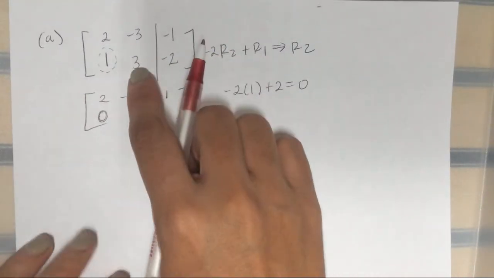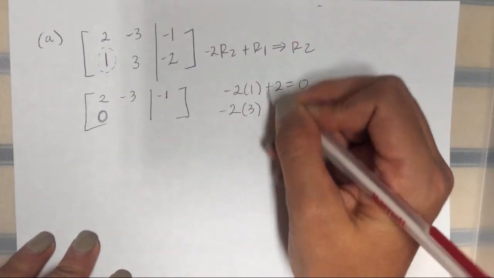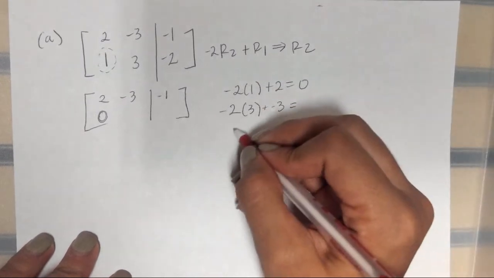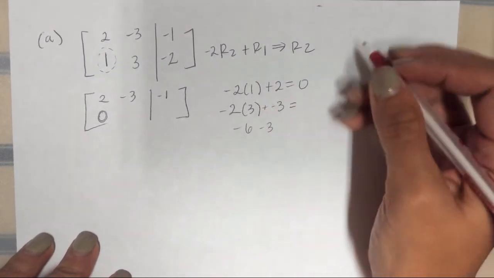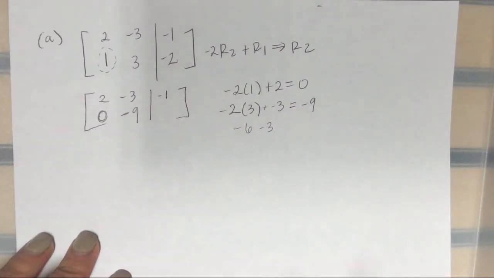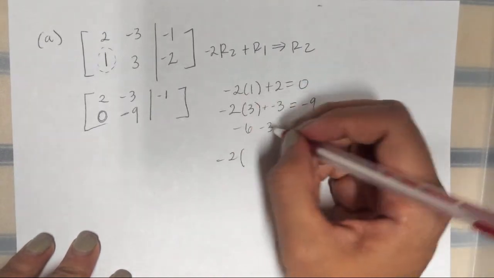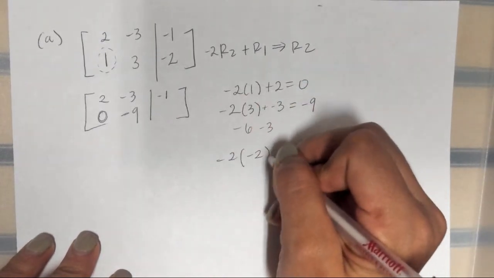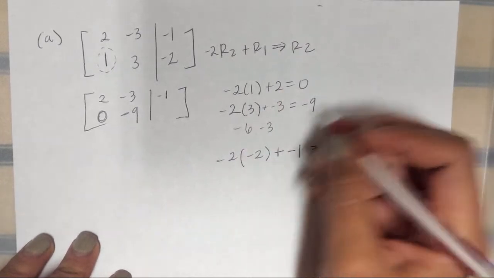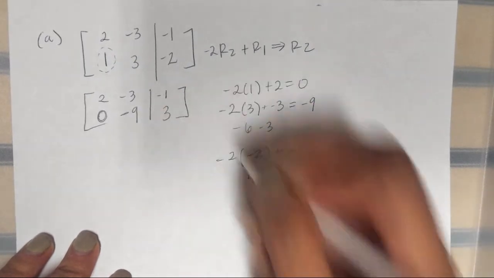And then do the same thing for this guy. So negative 2 times the number in row 2, which is 3, plus row 1, which is negative 3, equals, this is negative 6 minus 3. So you get negative 9. And then I got to do it to this last number right here. So negative 2 times row 2, which is negative 2, plus row 1, which is negative 1. This gives me positive 4 minus 1, so you get positive 3.